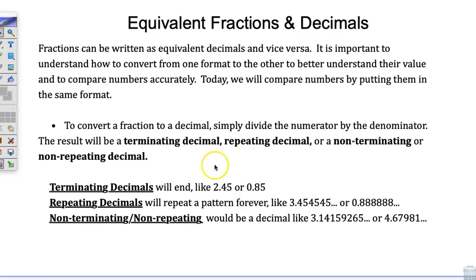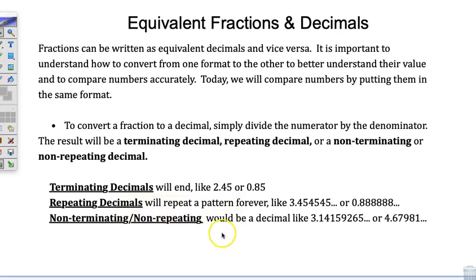So the first thing we're going to look at is how to take a fraction and turn it into a decimal. You simply divide the numerator by the denominator. This will result in either a terminating decimal, repeating decimal, or a non-terminating, non-repeating decimal. If you're not sure what those look like, a terminating decimal will always end, like 2.45 or 85 hundredths or 0.85.